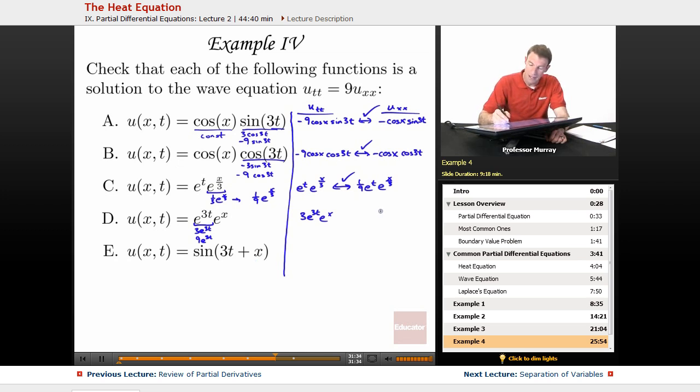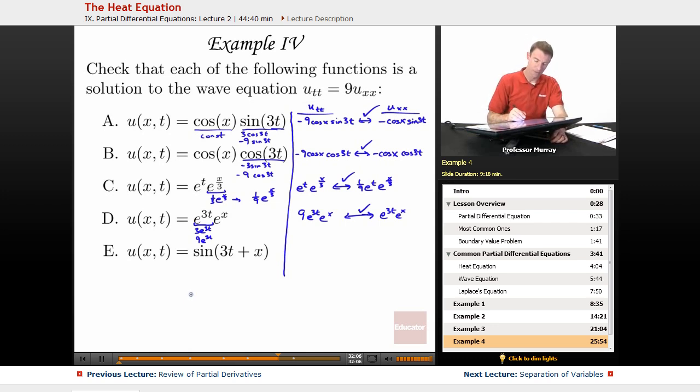Over on u sub xx, that means e to the 3t is a constant, and the second derivative of e to the x is just e to the x. And so, oops, I wrote a 3 here. It should have been a 9. So what we see comparing the left-hand side and the right-hand side, the left-hand side really is 9 times as big as the right-hand side. So looking back up at our differential equation, u sub tt is equal to 9 u sub xx.